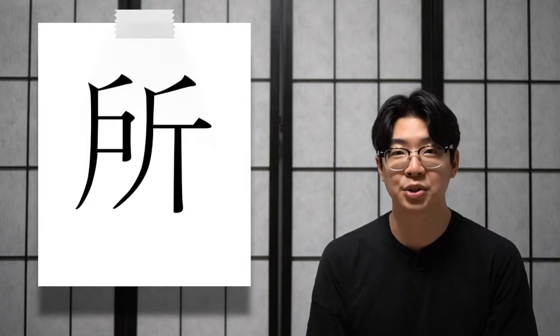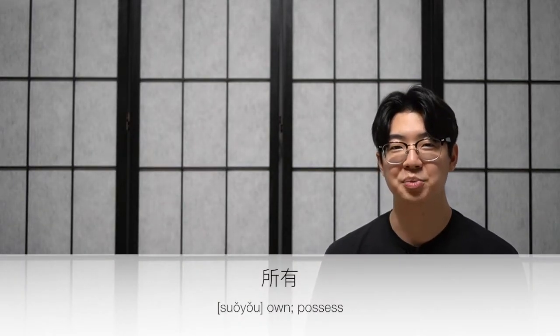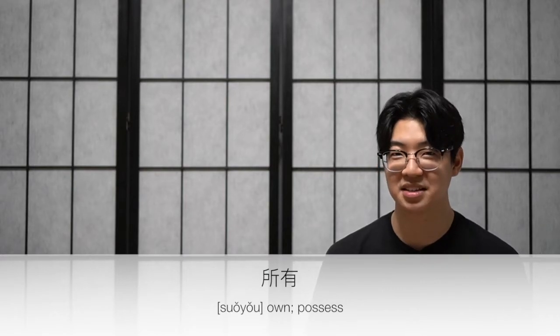Now that you know the main character, let's see it with some other characters. Can you see the main character? The character on the left is a variation of the character for door, and the character on the right depicts an axe. A storage room with a single door is a place where farming tools like an axe are kept. This character means place. It is used in this word, 所有, which means own or possess.